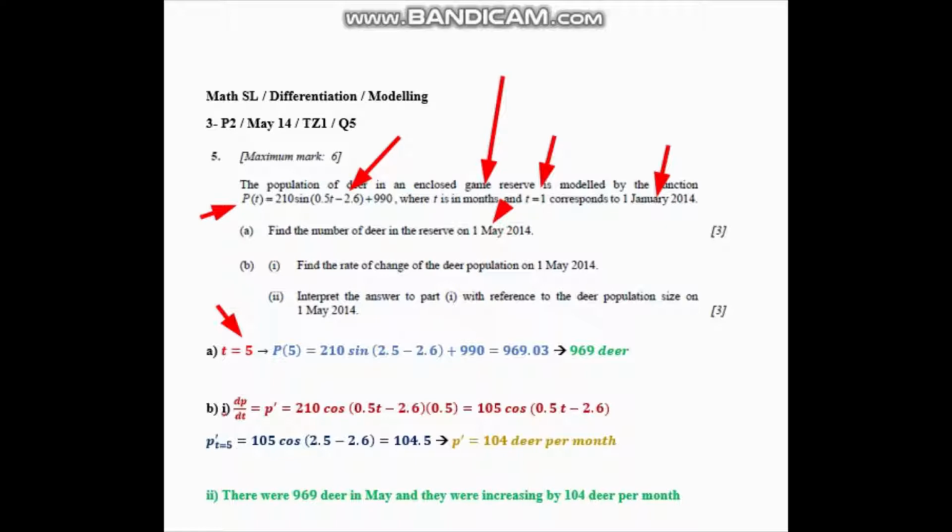This shall give us 969.03, which of course we round down to 969 deer, because there is no such thing as 0.03 deer. Moving on to question B.